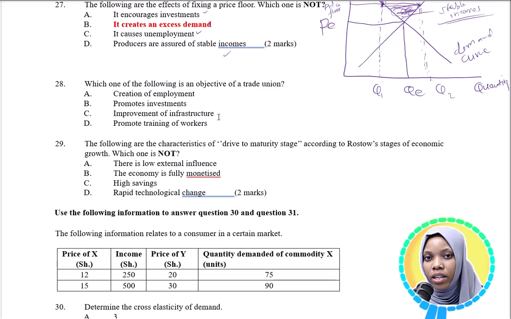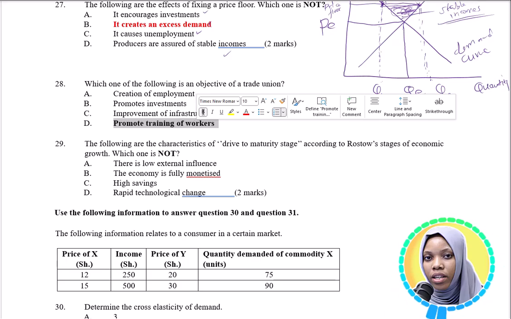A trade union basically promotes or improves the skills of the workers. It protects workers, so the answer here is direct. Choice D, promoting training of workers.